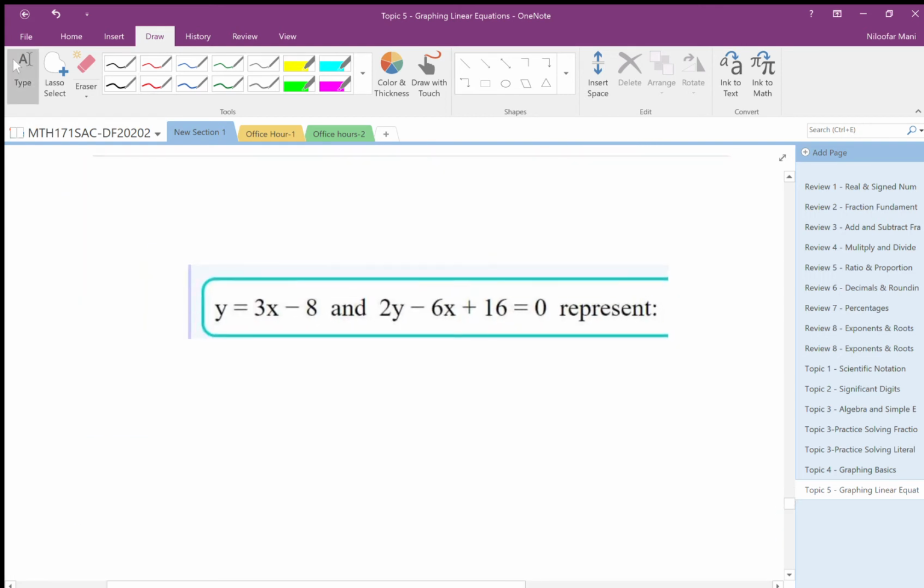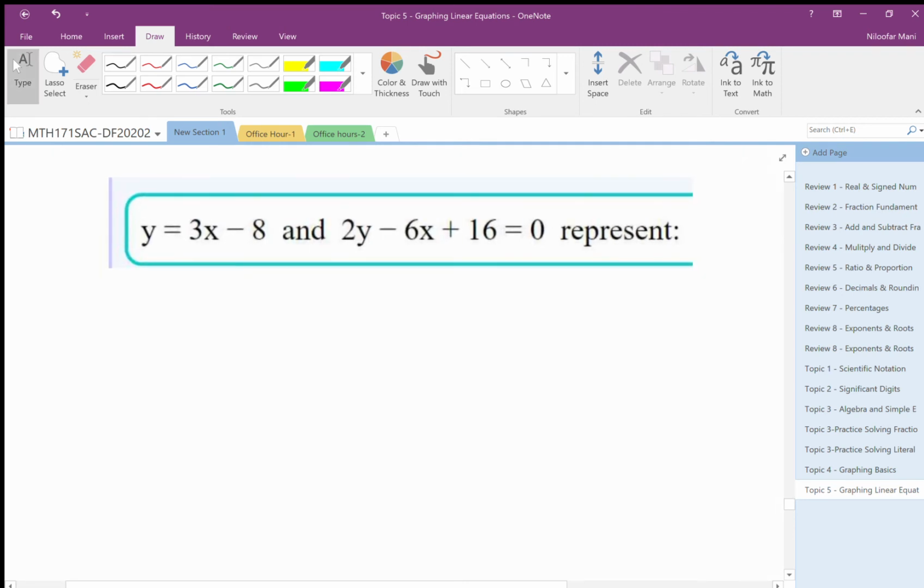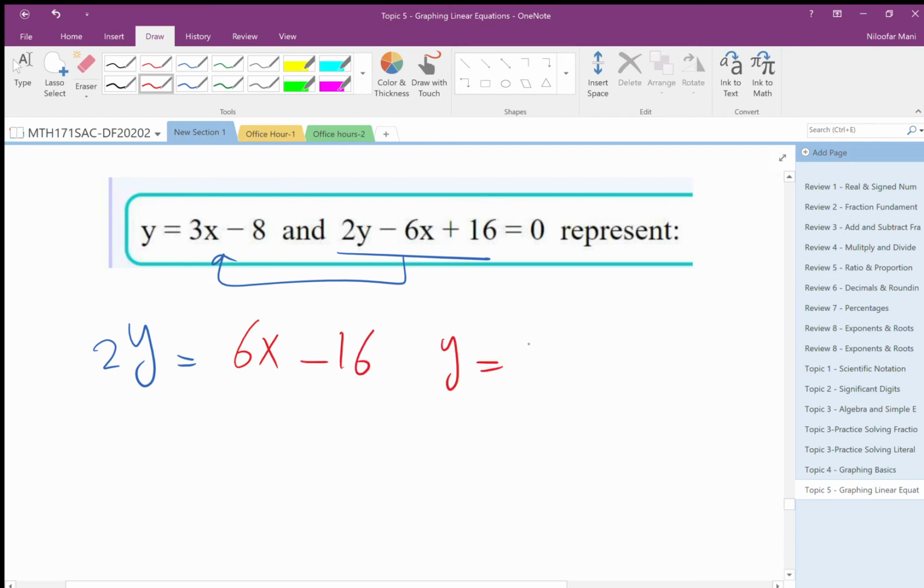So what do these two lines represent? I don't see anything in common, so I have to make them the same. I need to write this one the same as this one. So 2y equals 6x minus 16, and y is 3x minus 8. I change the color because I want to show that I moved them.